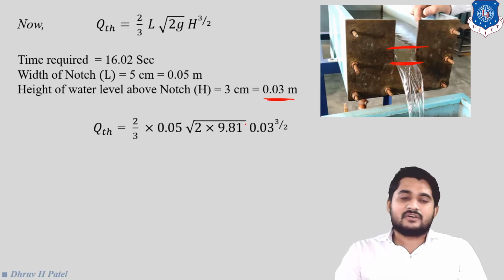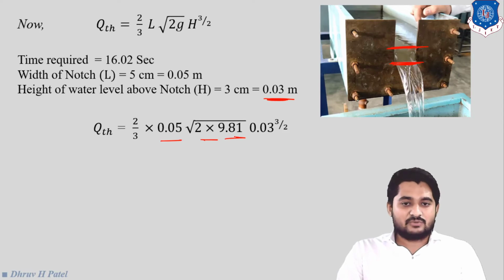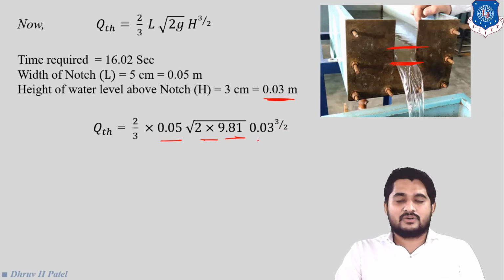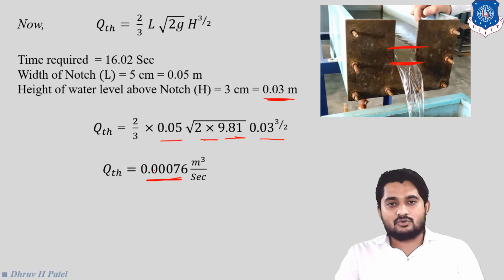So our Q theoretical will be 2 by 3 L, that is 0.05, under root 2 into G, 9.81, and H, that is 0.03, raised to 3 by 2. So from the solution of this, Q theoretical will be 0.00076 meter cube per second.